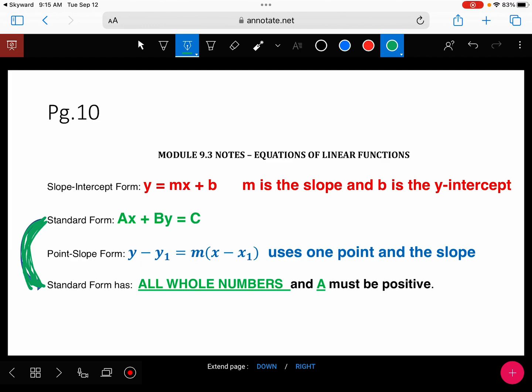All right, so slope intercept form is y equals mx plus b. That's the format we use for graphing. M is the slope and b is the y-intercept. Standard form is what we're going to talk about today.